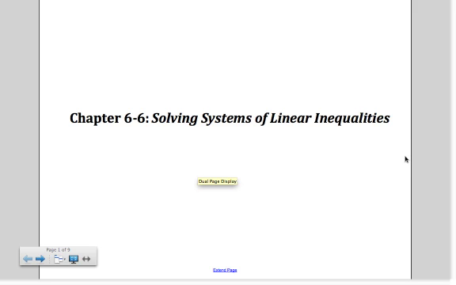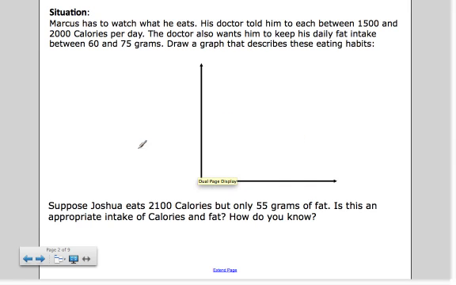Alright, today we're talking about solving systems of linear inequalities. So, here's an example.